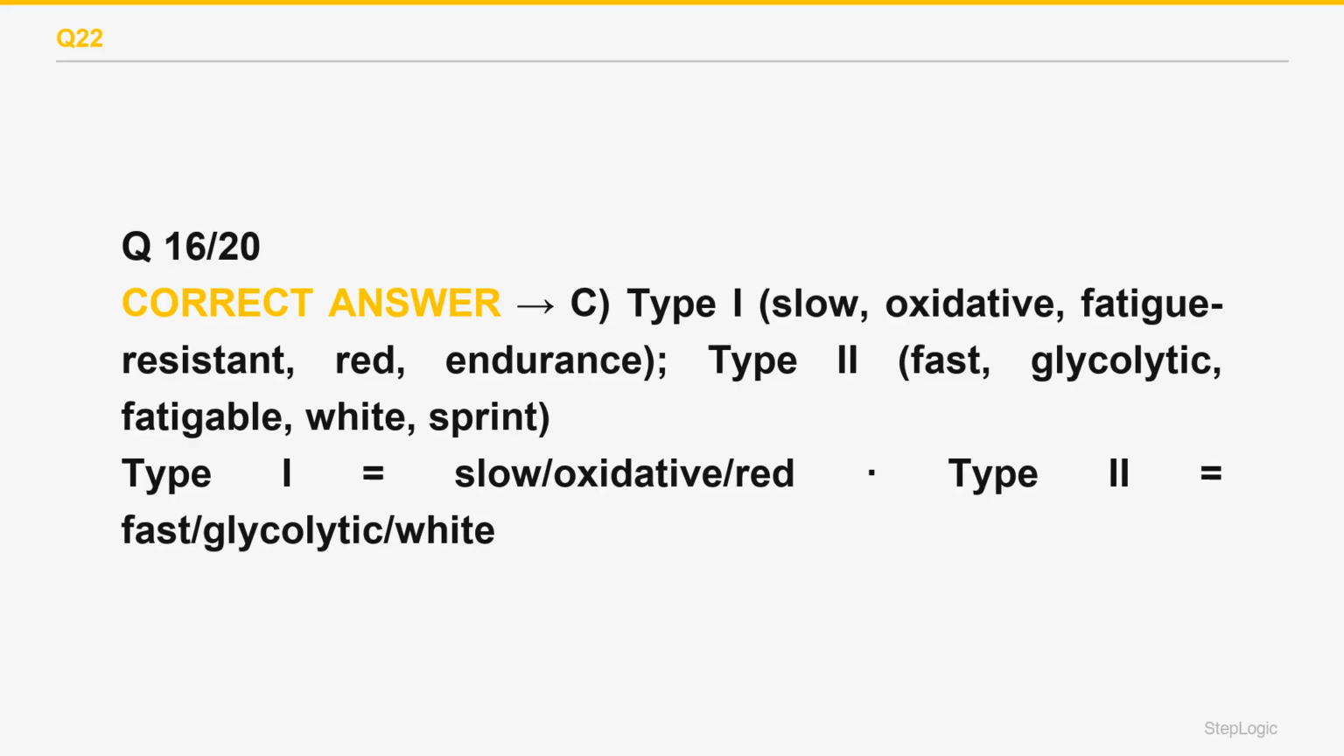A memory aid: one slow red ox. Type 1 fibers are slow, red, and oxidative, for endurance, and type 2 fibers are fast, white, and glycolytic, for power. The red color comes from the high myoglobin and mitochondrial content of type 1 fibers. So the marathon runner is enriched in type 1 slow oxidative and the sprinter in type 2 fast glycolytic fibers. The type 1 slow oxidative red endurance and type 2 fast glycolytic white sprint properties are the correct pairing.